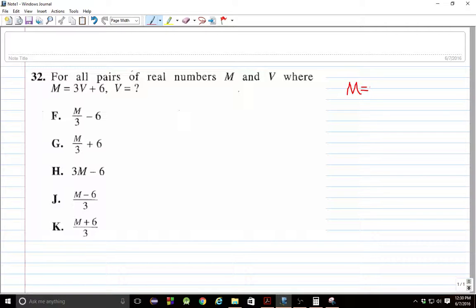M equals 3v plus 6. 3v equals m minus 6, so v equals m minus 6 over 3. Okay, so the answer is J.